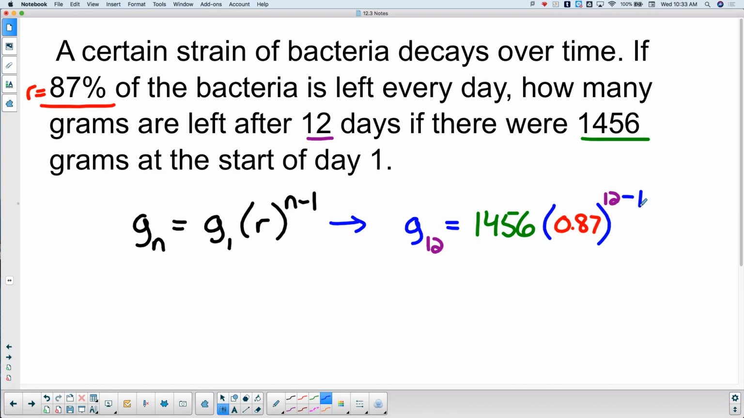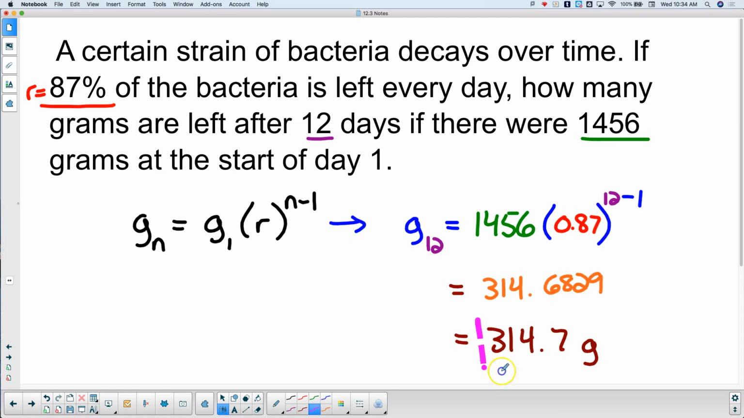Oops, that's why. Anybody? It's rounded to the tenths. Yes? Okay.